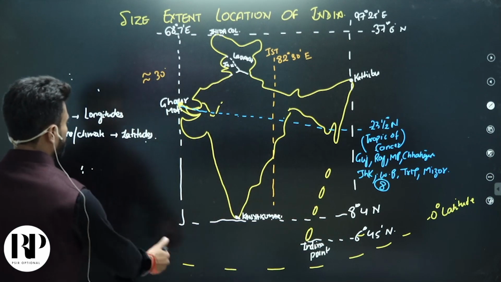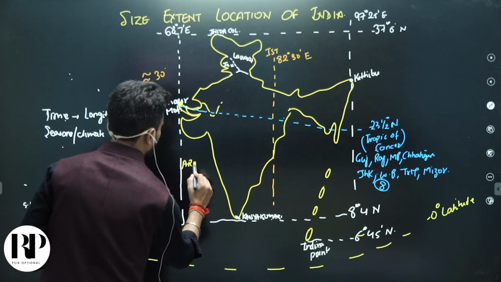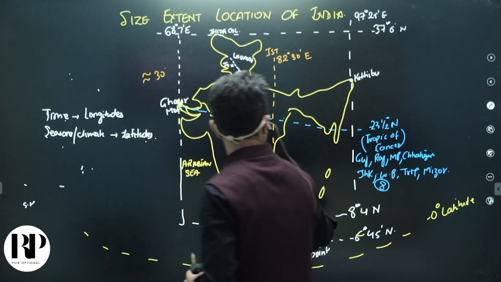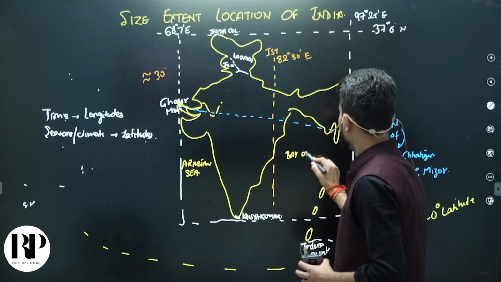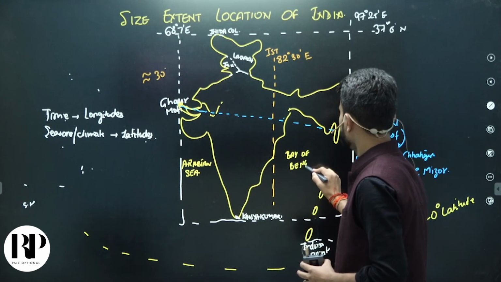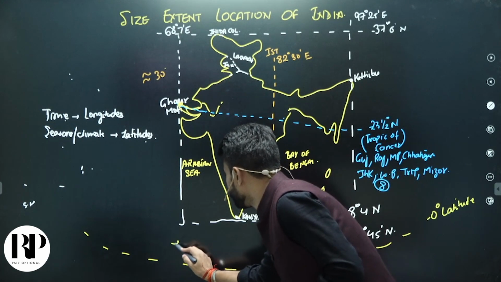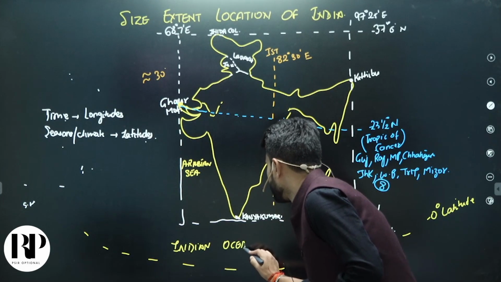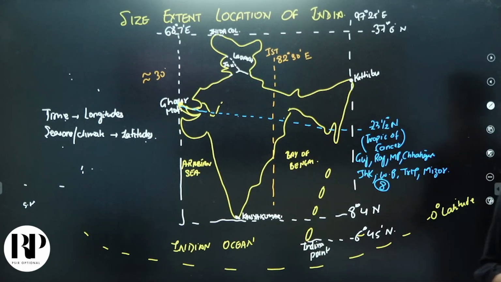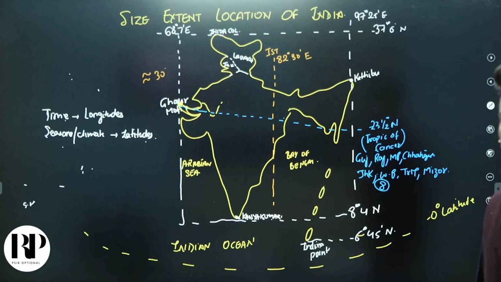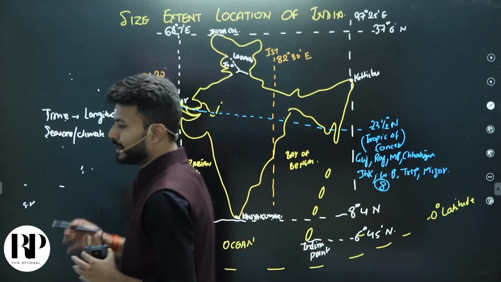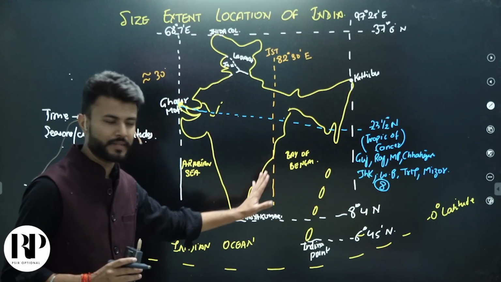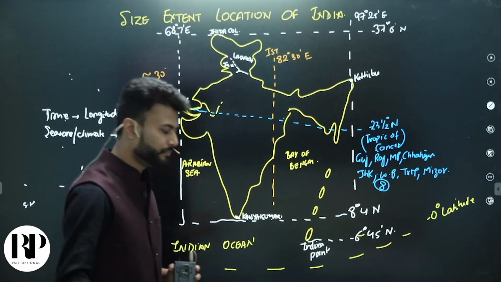Here you have the Arabian Sea. Here you have the Bay of Bengal. And here you have the Indian Ocean. Right? Now we are moving towards the analytical aspect of India's location. Up to here there were just facts. ठीक है. Another fact to make things easier.